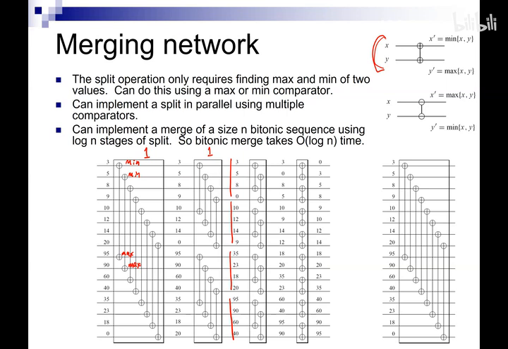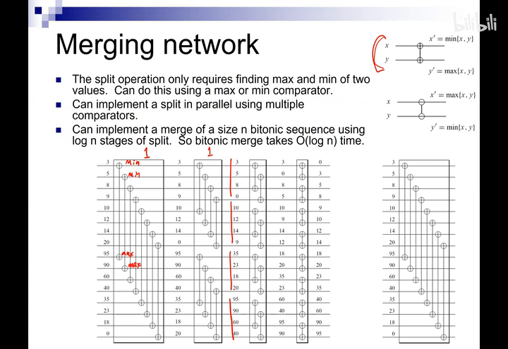Okay, and there are log n stages because the size of the list keeps decreasing by a factor of 2, and eventually when you're down to just a single element, then the list is sorted. So basically we can do this bitonic merge in order log n parallel time using a bunch of these circuit things. Now we are almost done with bitonic sort. Just a few more steps, and then we will have the bitonic sort algorithm.